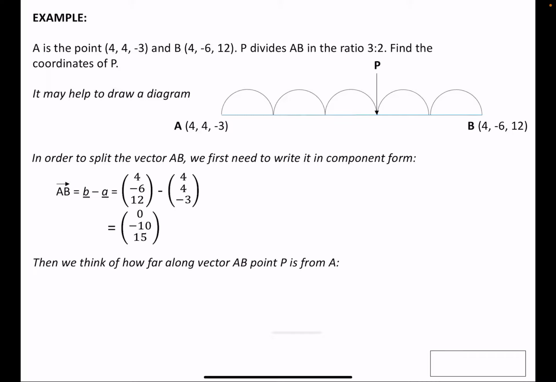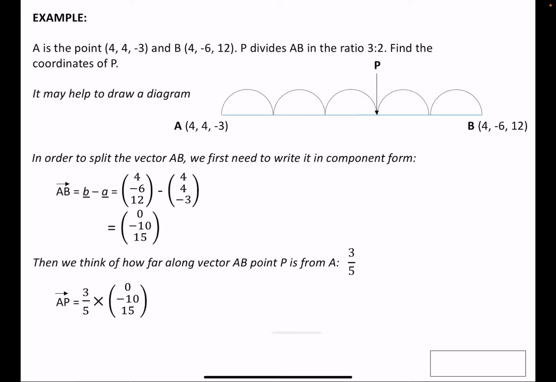What we're trying to think of now is how far along that vector AB point P is from A. It's basically 3 parts of the total of 5, so it's 3/5 of the way along. Now that we've got the vector AB, we can find 3/5 of the vector AB, in which case what we're doing is finding the vector AP.